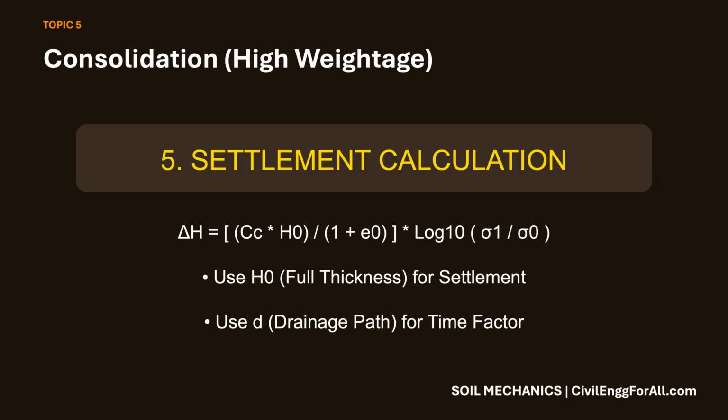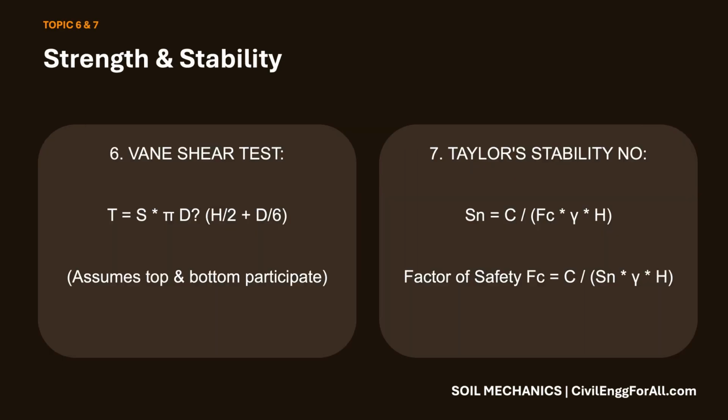Here is the biggest trap. Do not confuse H0 with d. For calculating settlement, use the full thickness of the clay layer. But for calculating time factor using Cv, use the drainage path, d. If it is double drainage, d is only half the thickness. Be very careful here.